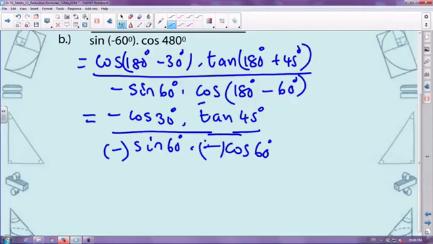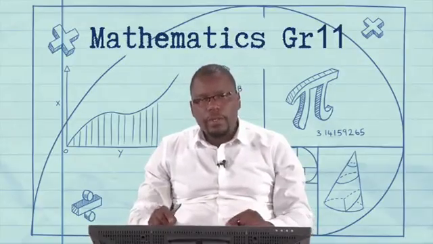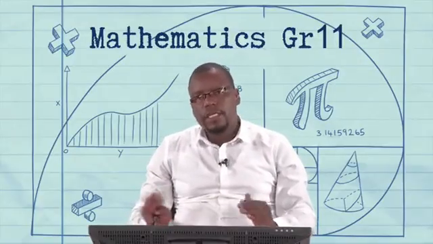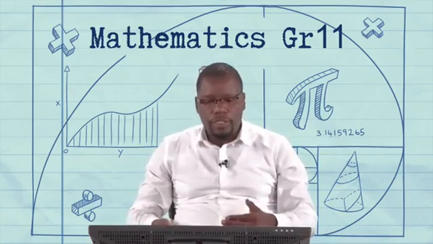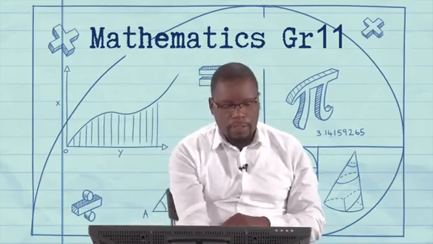Now, guys, negative divided by negative, it's a plus. Now, very important, cos 30 is exactly the same as sine 60. Remember when they add up to 90, as we have said, cos 30 is the same as sine 60. And then you can check that with your calculator. Cos 45 is the same as sine 45. Those co-ratios.